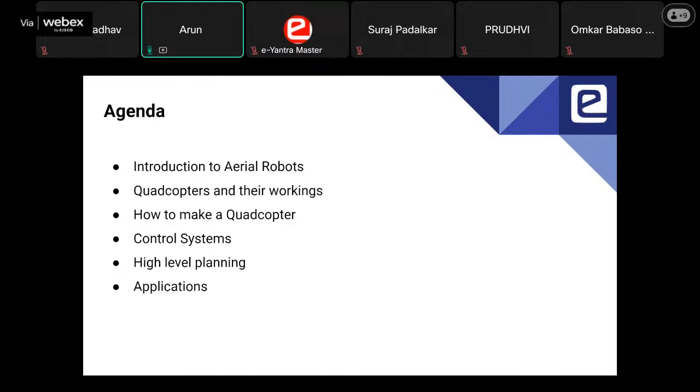When we dive into SOP, you might have studied it in detail or might be going to study control systems. We will be just looking at the basic concepts of control systems related to the quadcopter. Then some high level planning. This is the planning of missions using a quadcopter. You might have heard that we can do certain autonomous or manual missions using drones, and finally we will come to the applications of our drones. What all are the applications that are currently available?